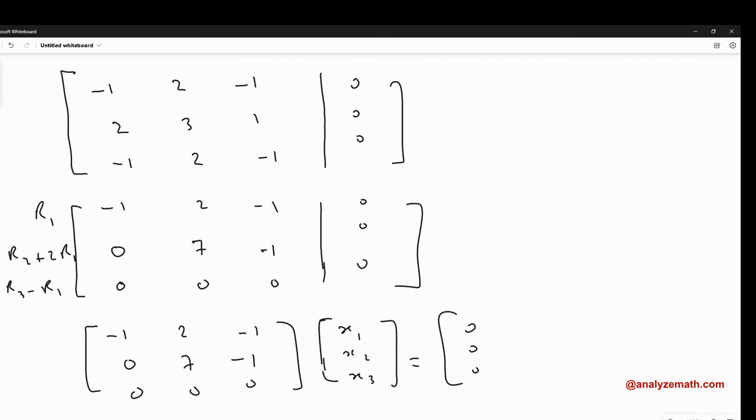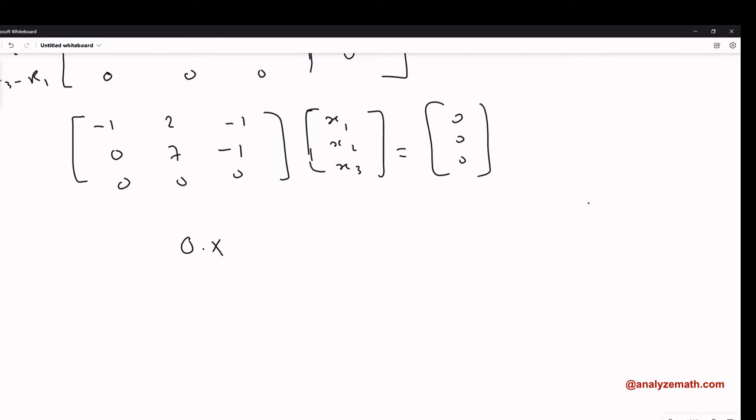Good. So let's start with the last row. Zeros everywhere. So 0x1 plus 0x2 plus 0x3 equal to 0. We multiply this row by this, and it's equal to 0 here. Now let's simplify these zeros, and then solve the equation 0x3 equal to 0. That means that x3 can be any real number. If you put any real number, you multiply it by 0, it gives you 0. So t is any real number.